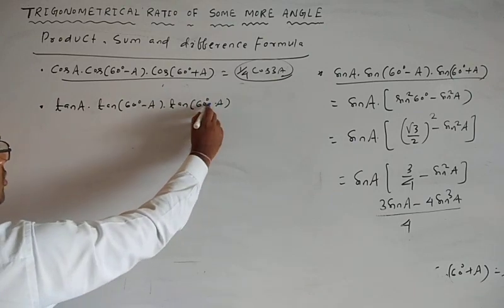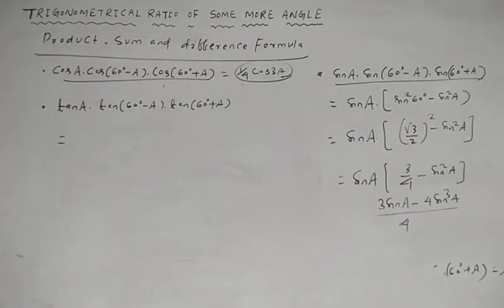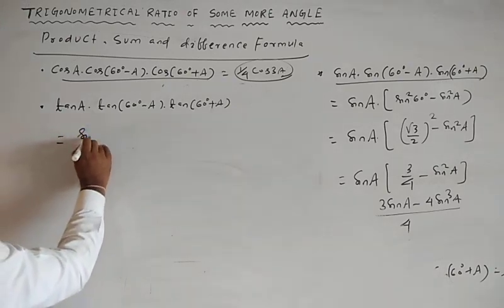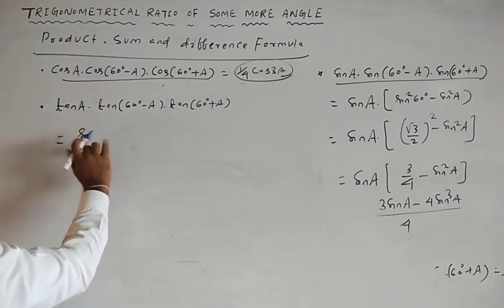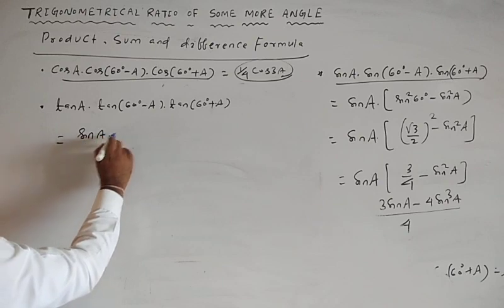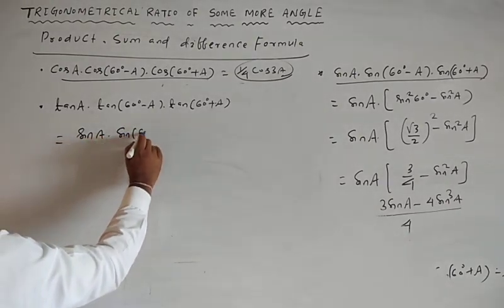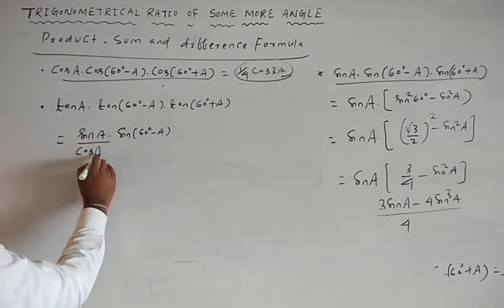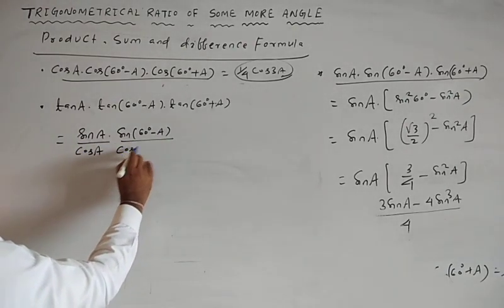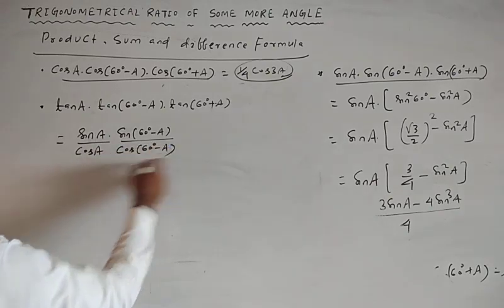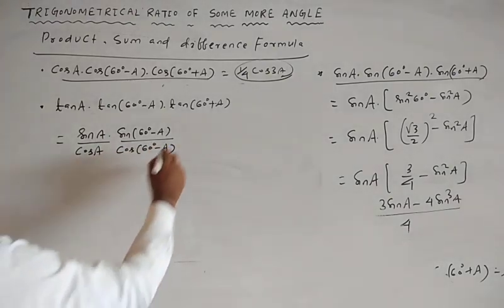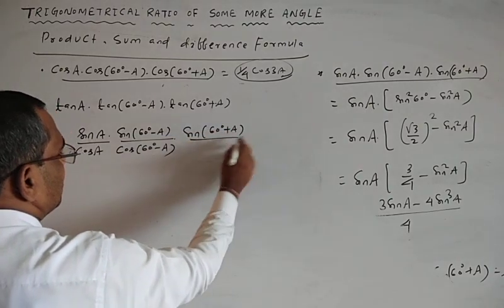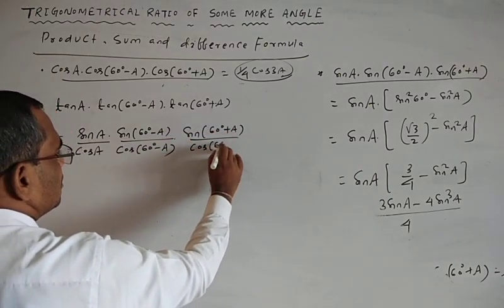Tan 60 degree plus A. Here first we express tan into sin cos, that is sin A into sin 60 minus A, here sin A by cos A, sin 60 degree minus A by cos 60 degree minus A, and this is equal to sin 60 degree plus A by cos 60 degree plus A.